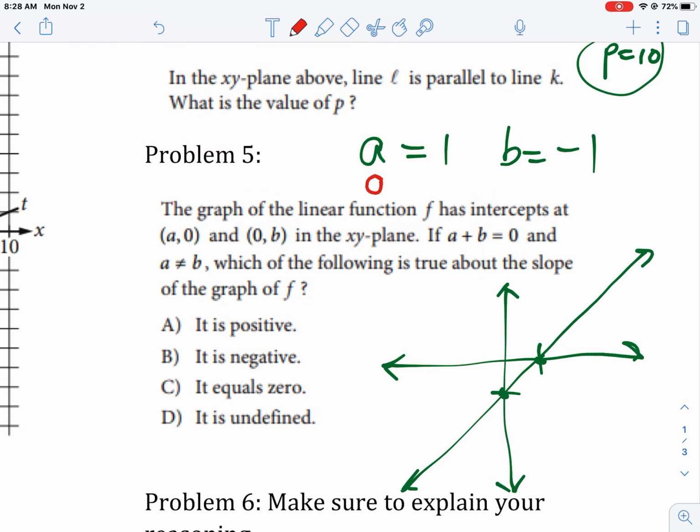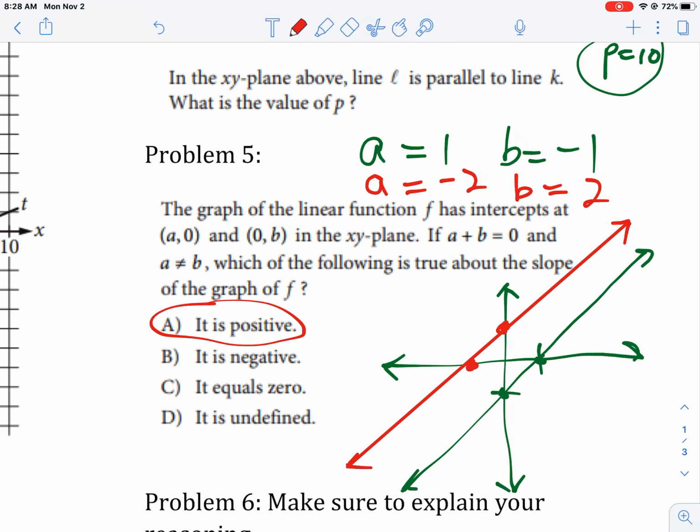That works. Well, how about if a was negative 2 and b was positive 2? So the x-intercept would be at (negative 2, 0), and the y-intercept would be at (0, 2). And if you notice, these lines have positive slope, okay?